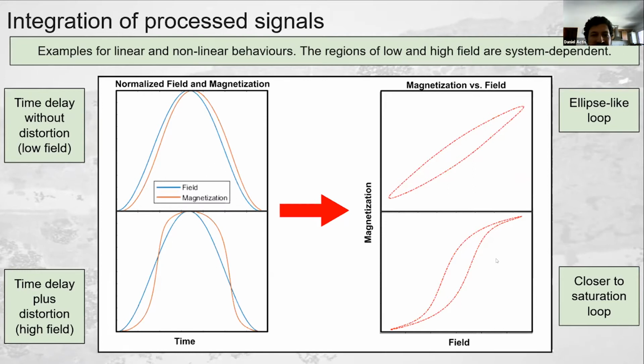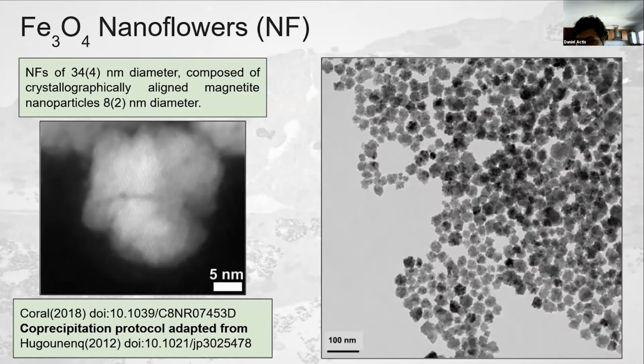Having described the technique, we move to our system of choice. In 2018, Corral et al. synthesized magnetite nanoflowers for magnetic hyperthermia studies. These nanoflowers, here of 34 nanometers diameter, are composed of smaller magnetite nanoparticles of 8 nanometers diameter, which are crystallographically aligned, forming the nanoflowers. They were made by a co-precipitation protocol.